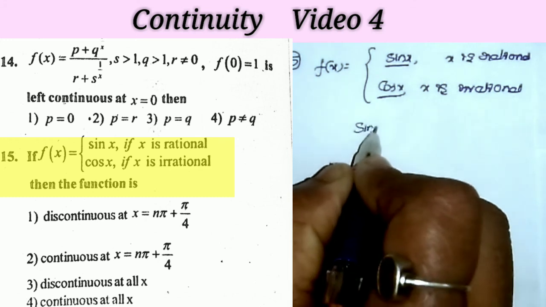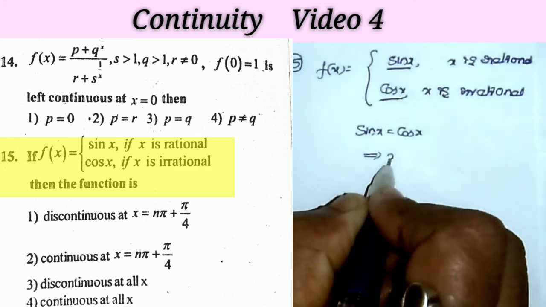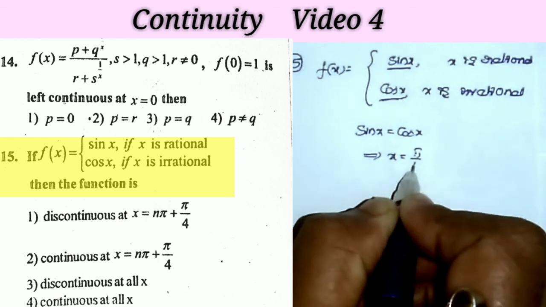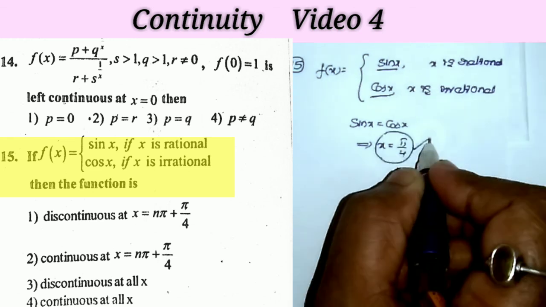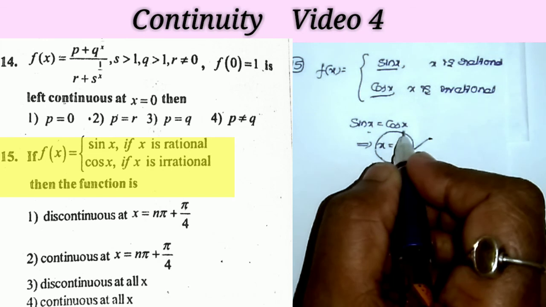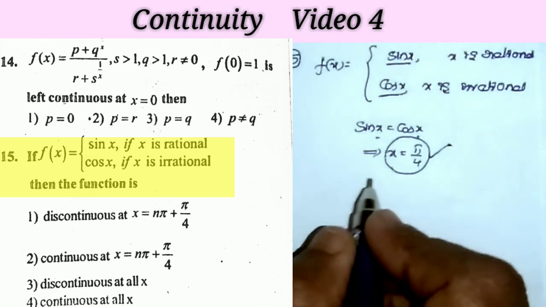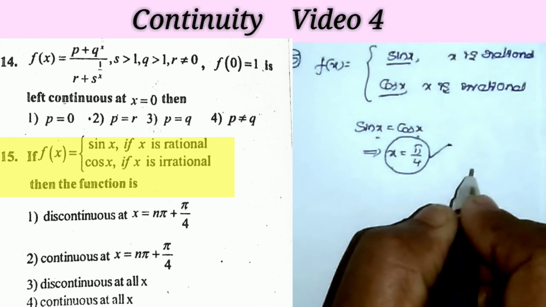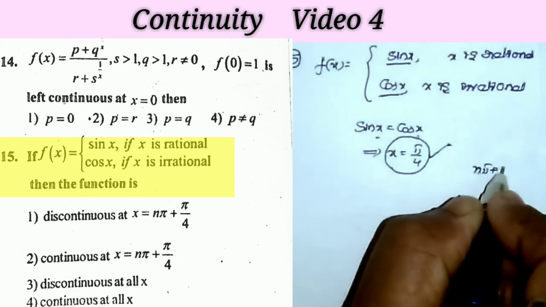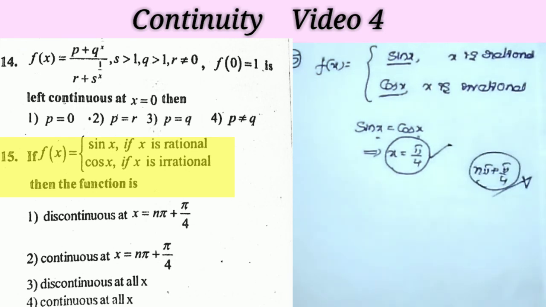First I take that sin x is equal to cos x. Sin x is equal to cos x, then what is the x value? X is equal to pi by 4. Obviously if the value of x is equal to pi by 4, then these two values are equal. That is, the function is continuous at x is equal to pi by 4. Now what is the option? The first option, discontinuous at x is equal to n pi plus pi by 4. No, at these values the function is continuous, not discontinuous.